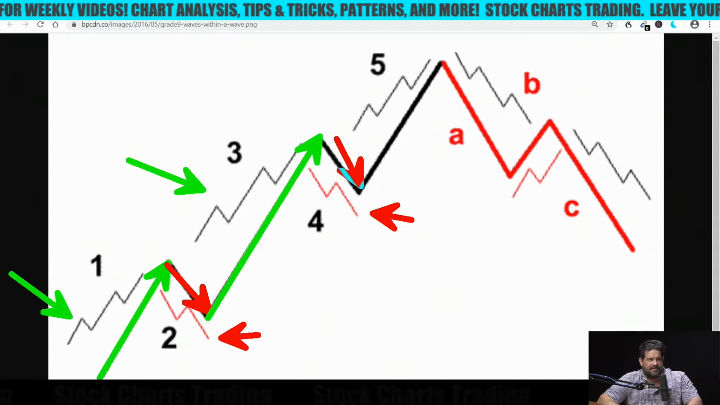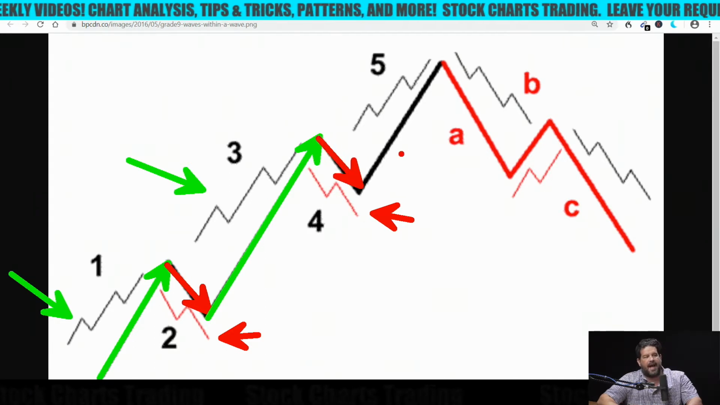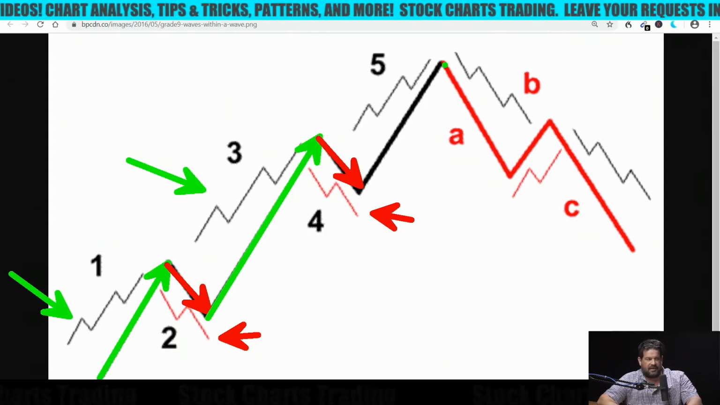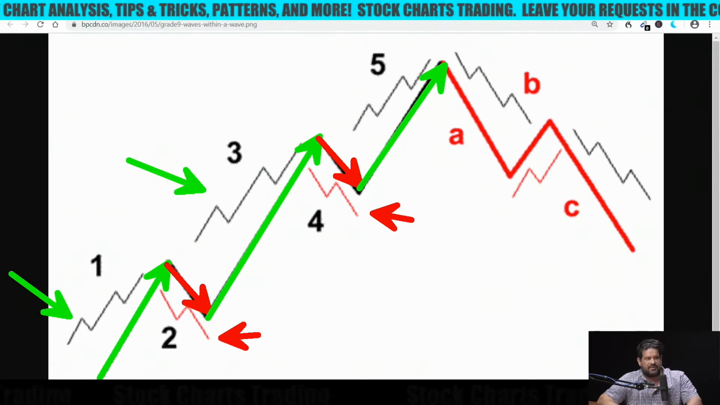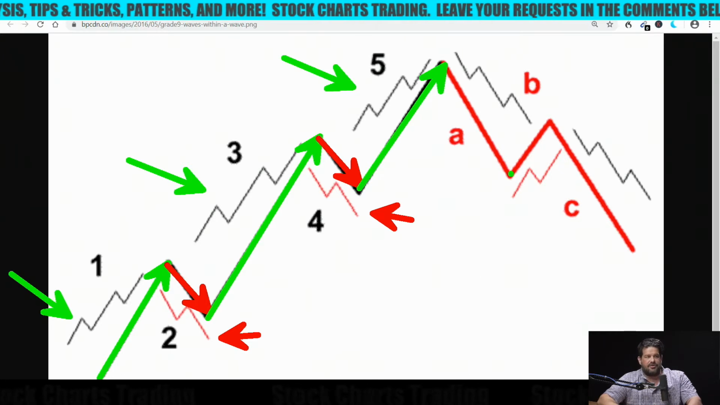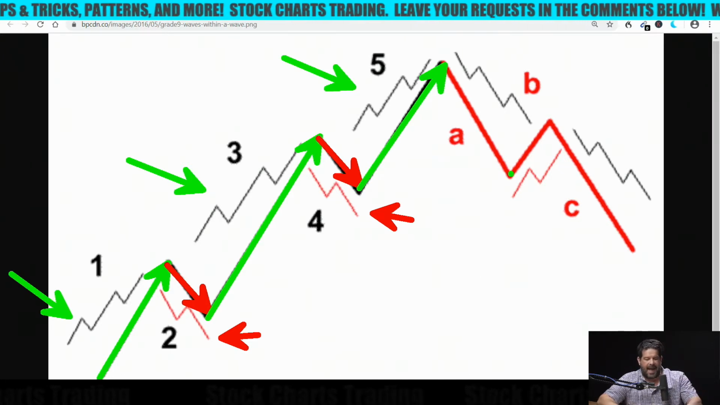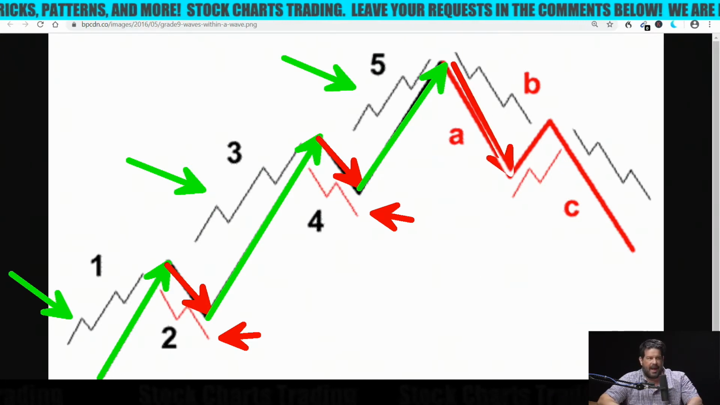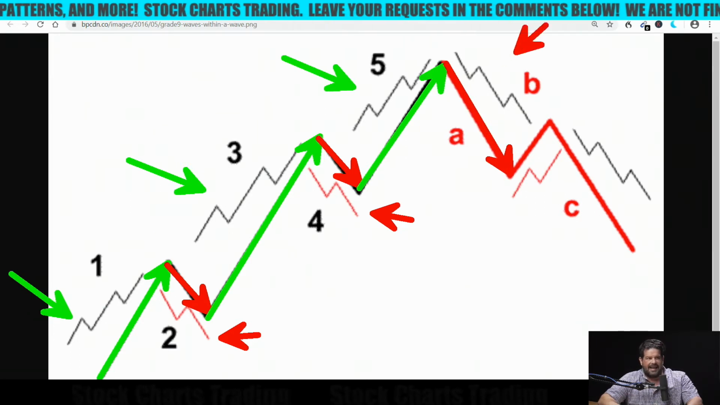And then you have the ABC pattern for leg four, pull back. And then what do you have? The impulse leg up into the highs, which is the completion of the pattern, which is an Elliott Wave. Then you go from Elliott Wave, back into Elliott Wave, and that is leg A.